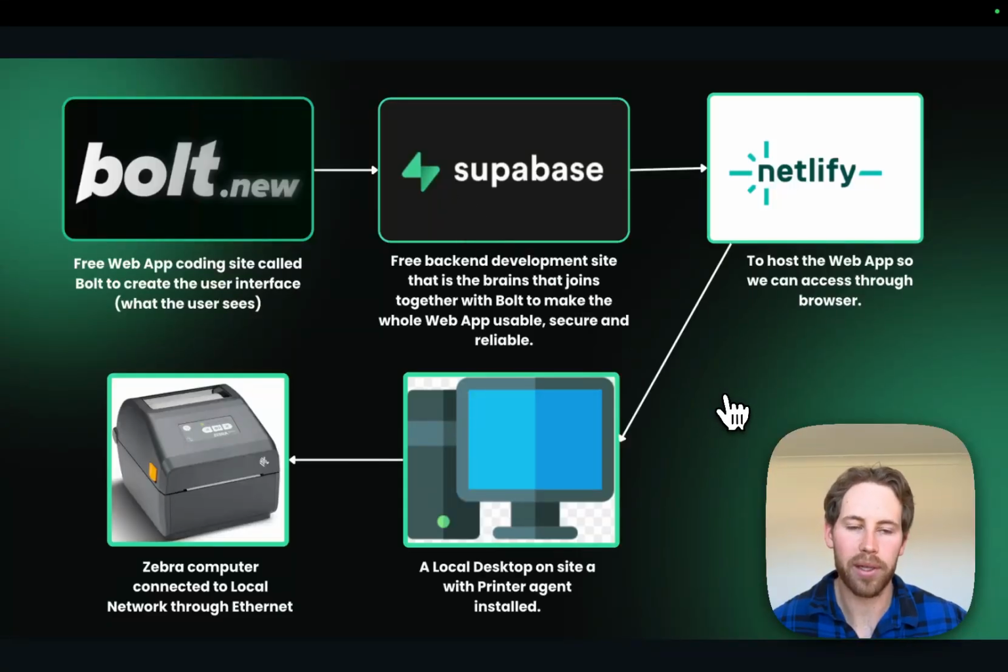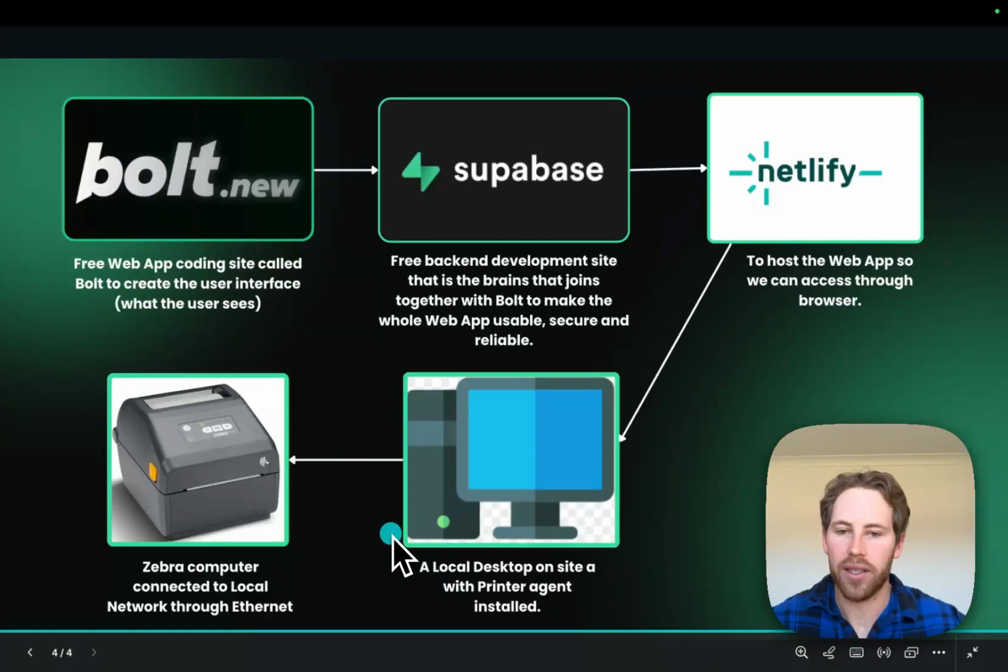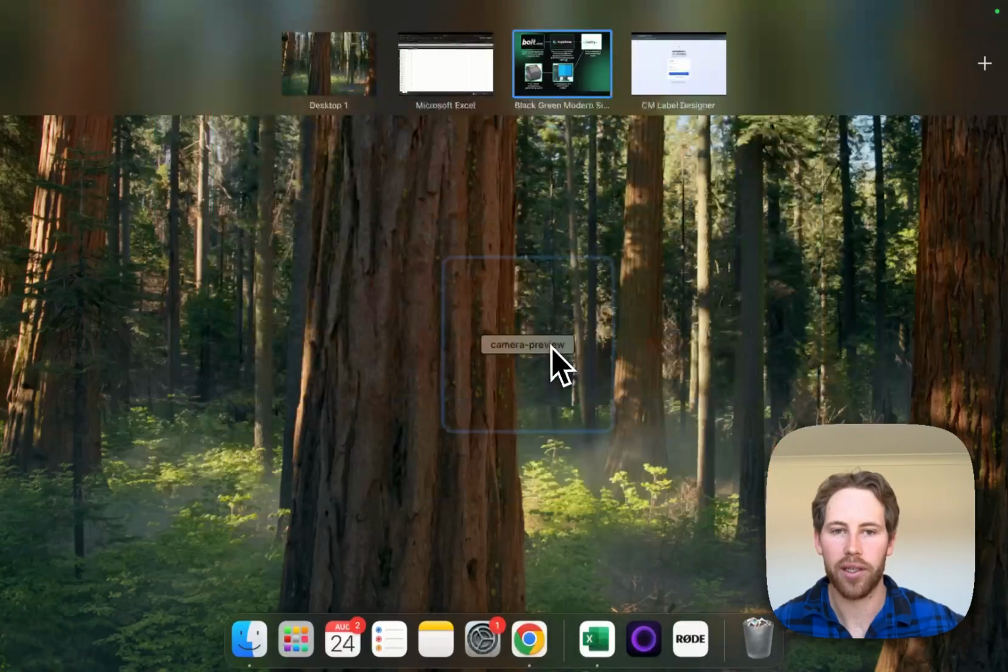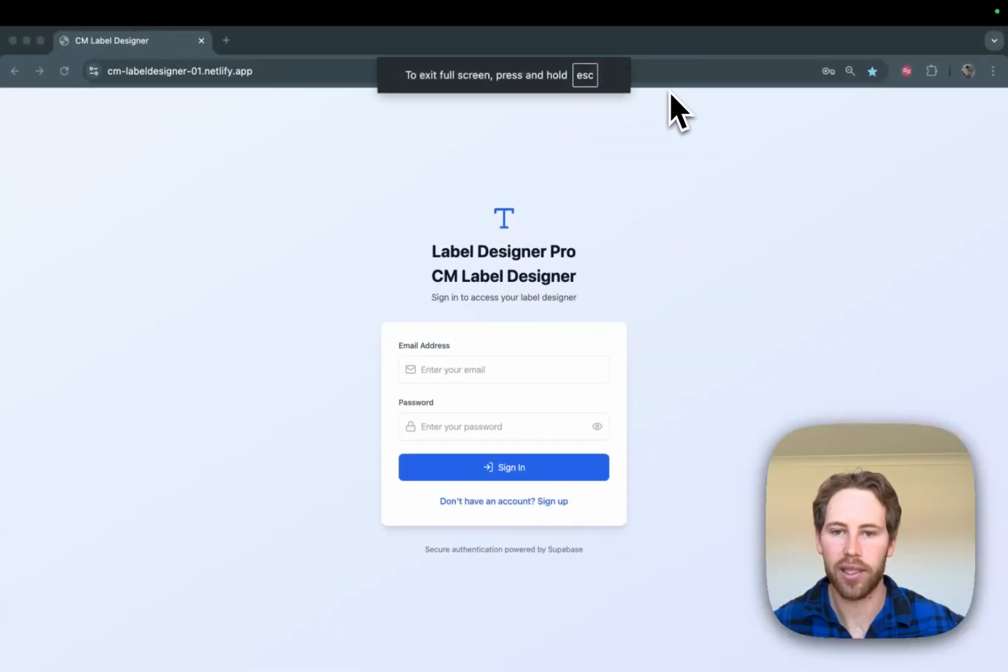Once the whole web application was built and up and running, I installed a local print agent on one of the computers on site, and it only has to be one computer. The print agent is just a background program that runs, which allows you to send your print jobs from your web application through the desktop and to your printer. And then your Zebra printer is just connected to your local network through your Ethernet cord. So now I'm going to show you the web application in the flesh up and running.